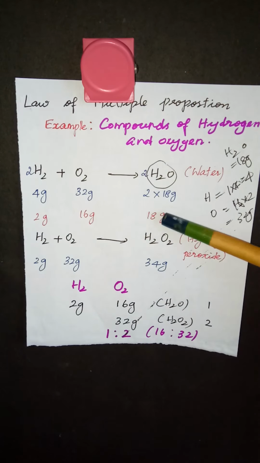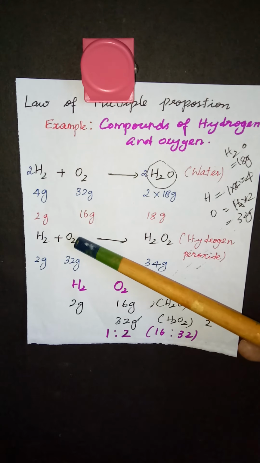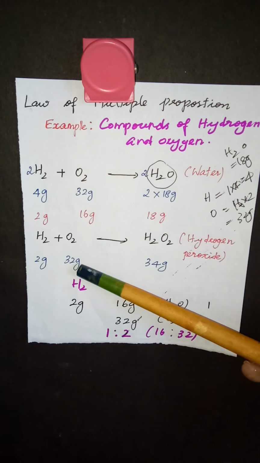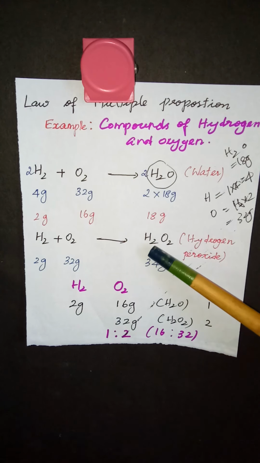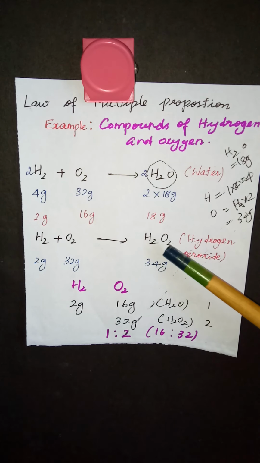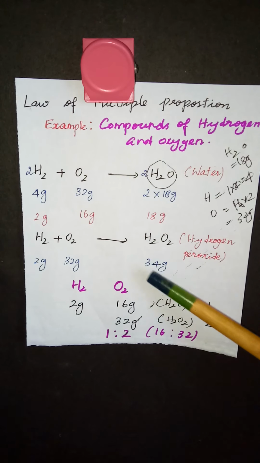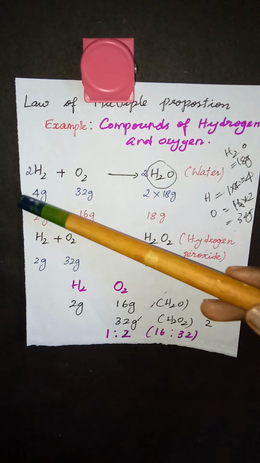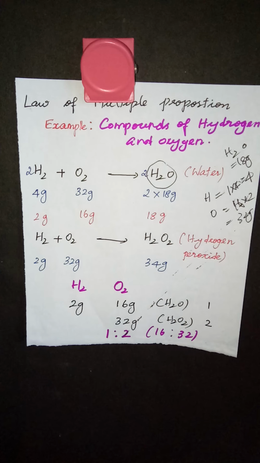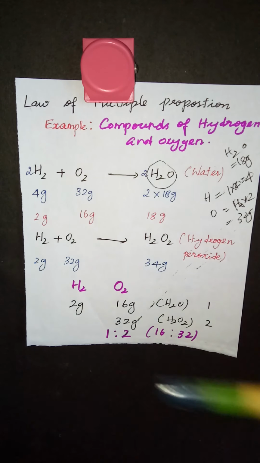Now coming back to this one, H2 plus O2 gives H2O2. It is already balanced. Now calculate the molecular mass. You have 2 gram because 2 into 1, 2 grams. Oxygen, 1 oxygen 16 grams, so 2 into 16 is 32 gram. And H2O2, 2 hydrogens, so 2 gram. 2 oxygens, 2 into 16 will be 32. 32 plus 2 will be 34 gram. So these are the masses of each element and molecule in each equation.